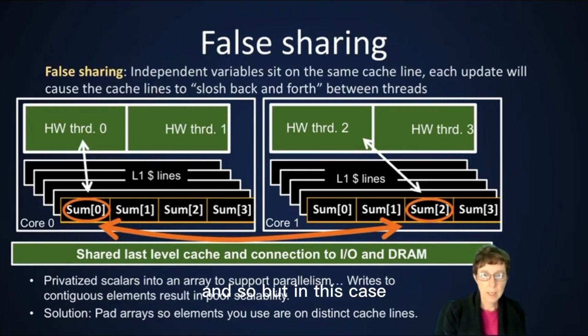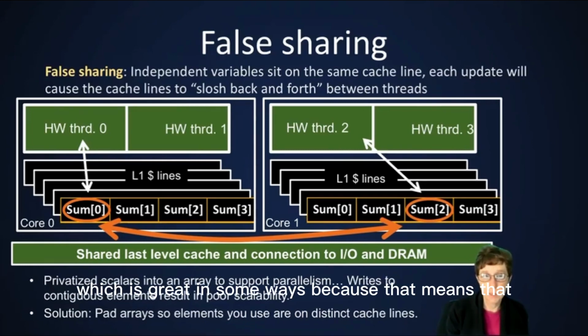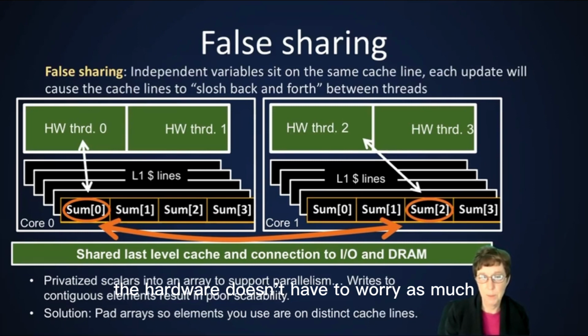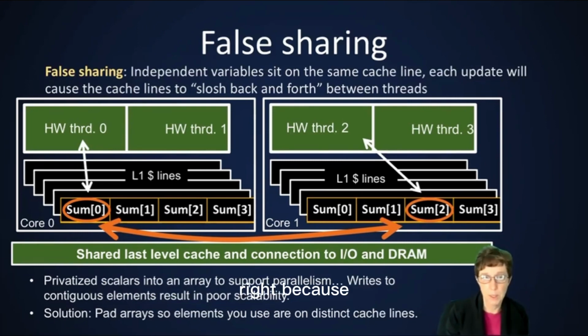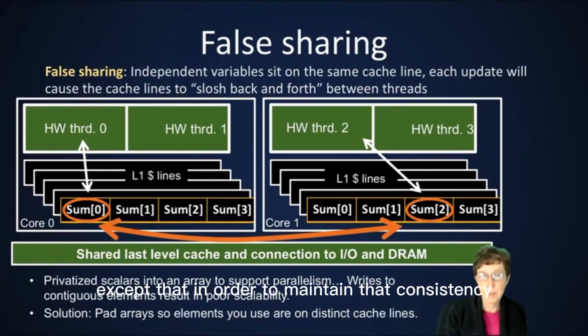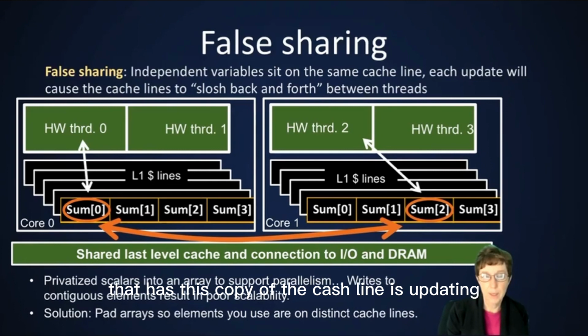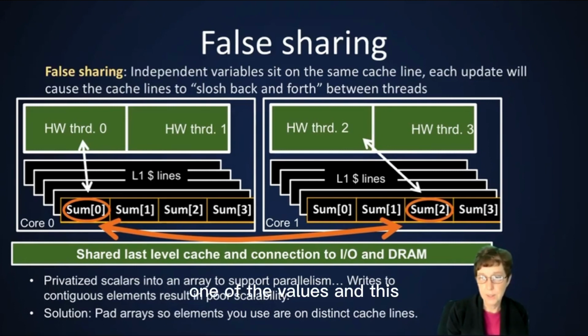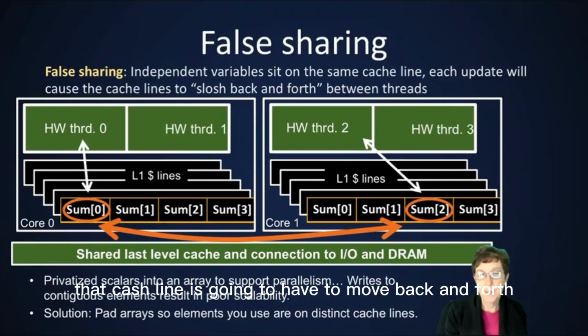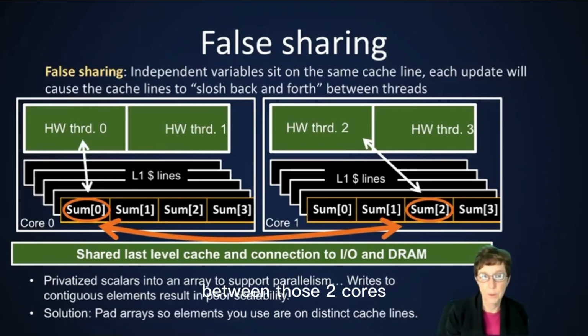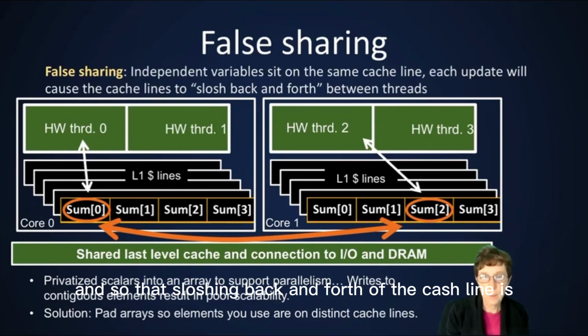But in this case, we have a shared cache, which is great in some ways, because that means the hardware doesn't have to worry as much about consistency of those different cache lines, because there's sort of one instance of it. Except that in order to maintain that consistency, it has to make sure that if some thread that has this copy of the cache line is updating one of the values, and this other thread is updating another value, that cache line is going to have to move back and forth between those two cores. And so that sloshing back and forth of the cache line creates false sharing.